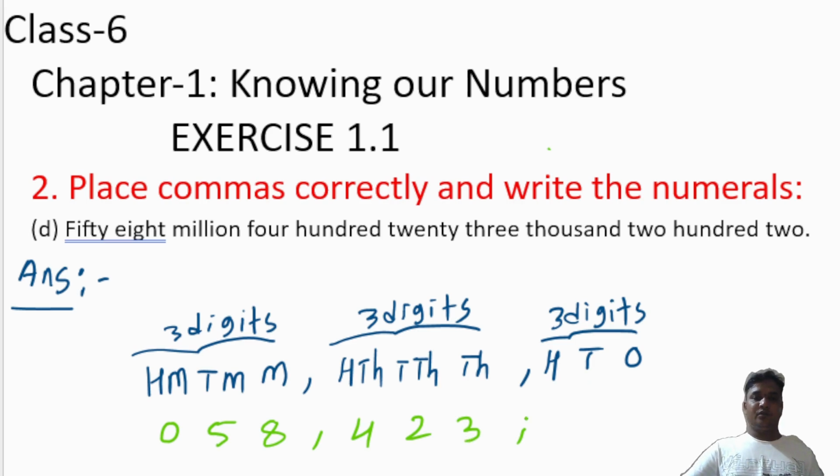202. The 100 place is 2, the tens place is 0, and the ones place is 2. This is according to the international place value. So this answer will be 58,423,202.